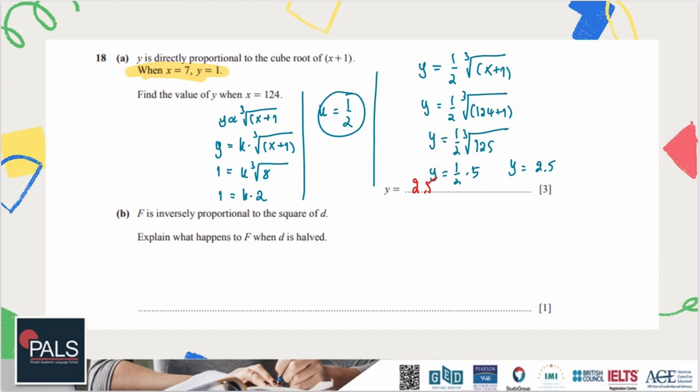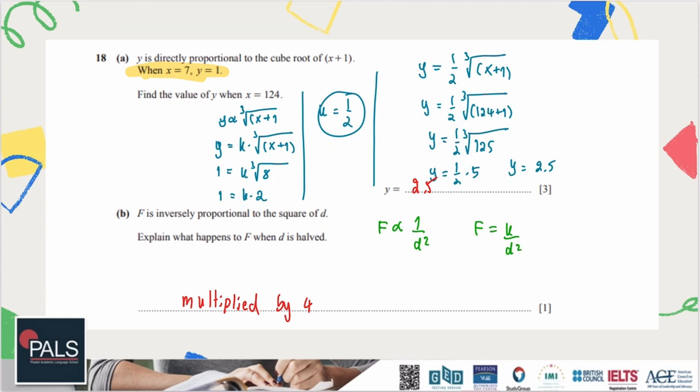So next, B: f is inversely proportional to the square of d. Explain what happens to f when d is halved. So it will be multiplied by 4, right? So look, okay, proof. f is inversely proportional to the square of d, that is d squared, right? So f equals k over d squared. Look at it.